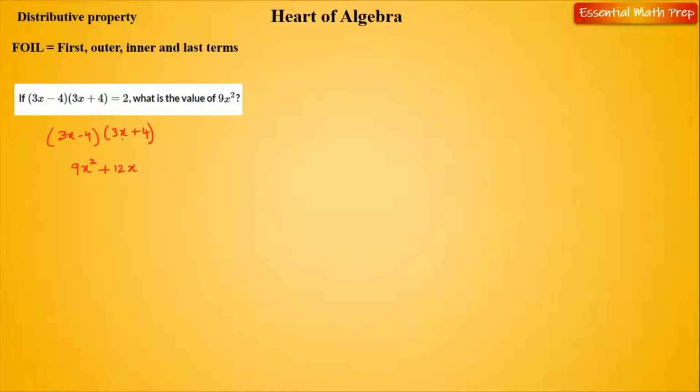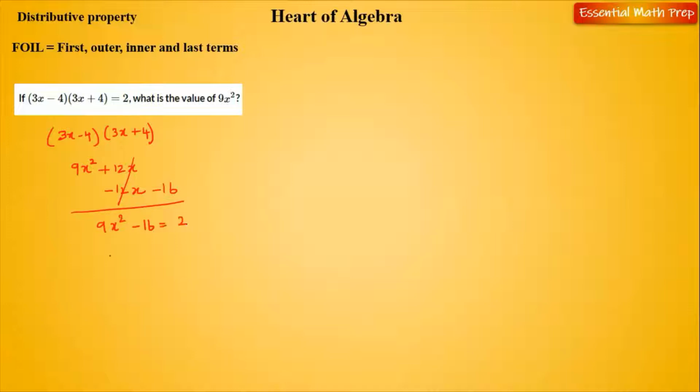Then let's multiply the two inner terms within the bracket. That'll be negative 4 and 3x. That'll be negative 12x. And then the two last terms within the bracket. So that'll be negative 16, right? So these two cancel out because that's a plus 12x and a minus 12x. So it's essentially 9x squared minus 16.